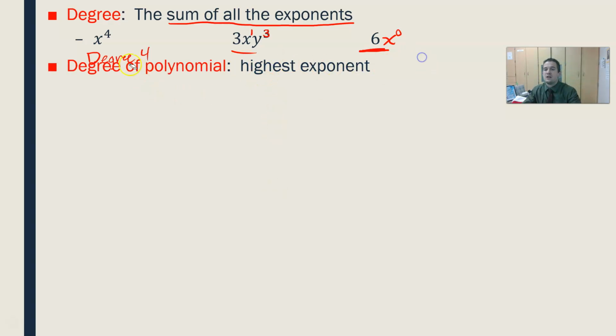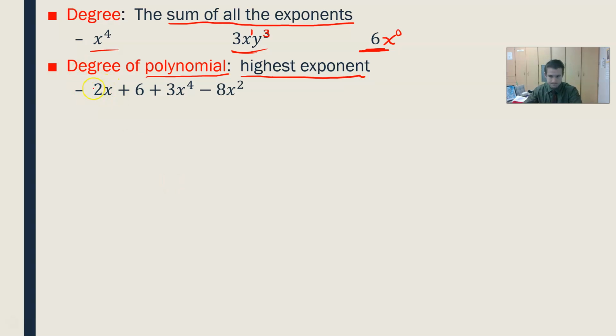So the degree of a polynomial, if I have multiple terms, notice these ones all had just one term. If I have multiple terms, the degree of the polynomial is the highest exponent, or the monomial with the highest degree. So if you look at this polynomial here, I have an exponent of 1, here an exponent of 0, an exponent of 4, an exponent of 2. Since this one right here is the highest exponent, this would be a degree 4, or a 4th degree polynomial, because the largest exponent is a 4.